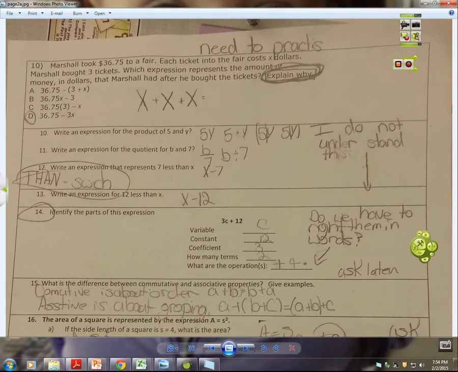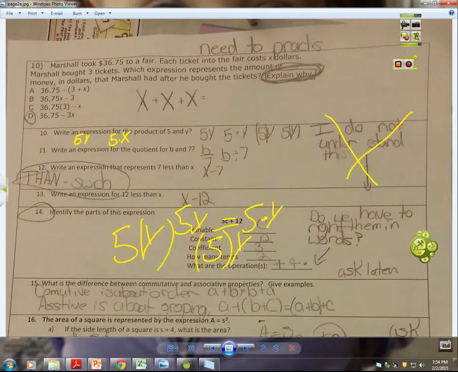Number 10. Write the expression for the product of 5 and Y. 5 and Y, and then 5 times Y. So 5 and Y also equals 5 times Y. Or you could do 5 in parentheses with the Y afterwards, or 5 and then Y in the parentheses. And those all equal 10.